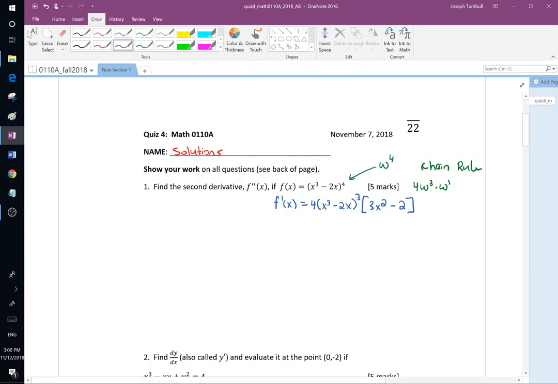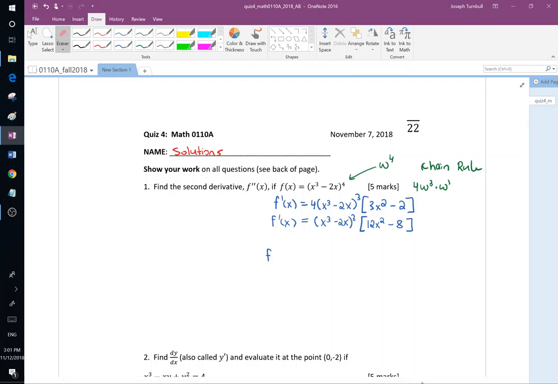However, it's worthwhile, before we do that, to rewrite this first derivative. I can multiply that 4 into the bracket 3x squared minus 2, not into the bracket that has a power 3 on it. You can't multiply constants into brackets with powers other than power 1. So we'll have x to the 3 minus 2x, all to the 3, and then multiply 4 times 3x squared, that's 12x squared, and then 4 times 2, 8. Okay, now we're going to take the derivative again.